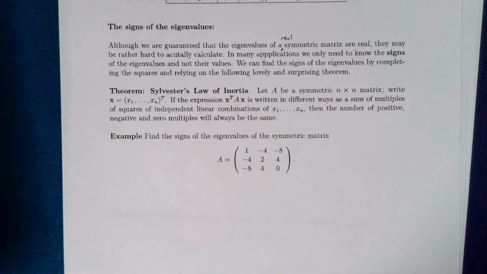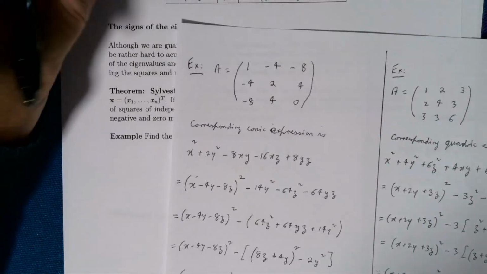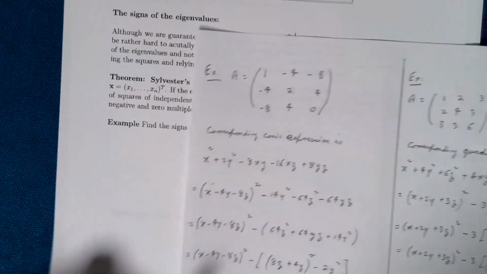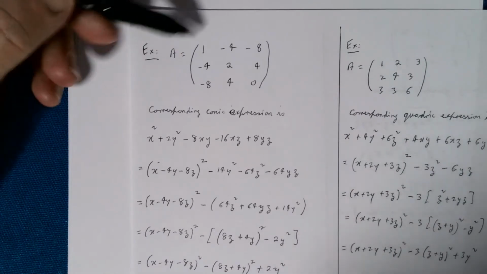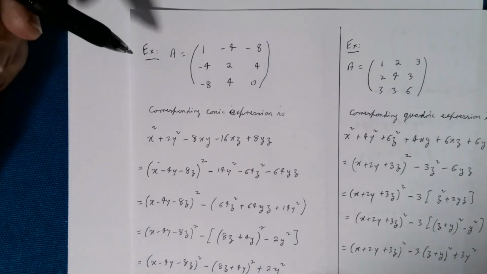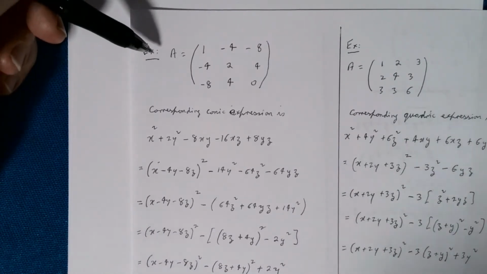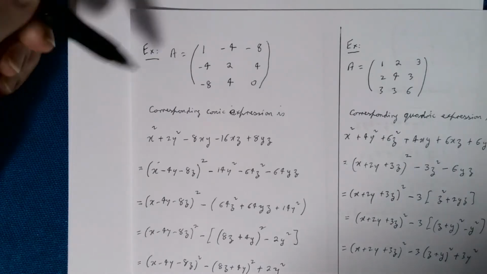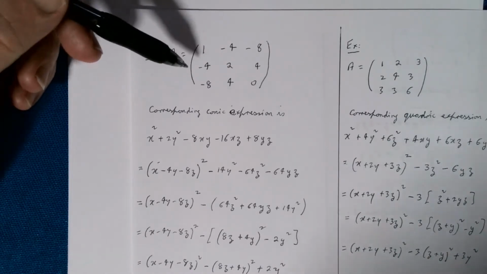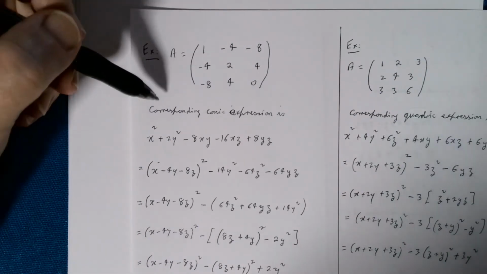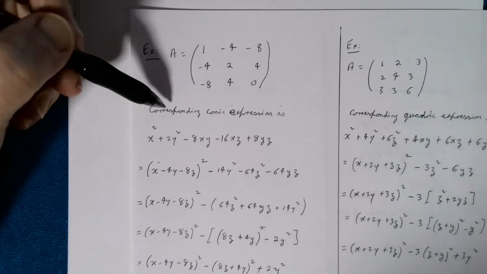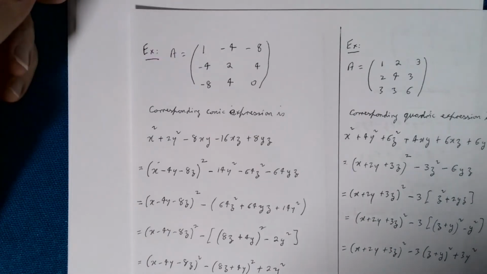So we're going to take this matrix A, which is the matrix -1, -4, -8. And we want to find out what the signs of the eigenvalues are without actually calculating the eigenvalues themselves, which you might like to try. In this case it is not particularly nice, I think. So we look at the corresponding conic or quadric form or expression for this.